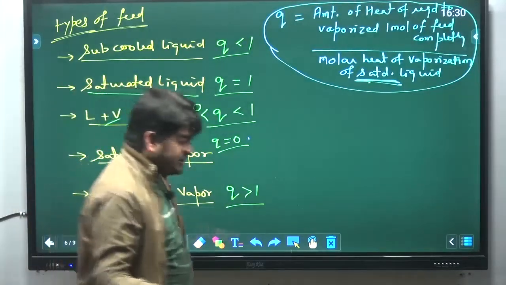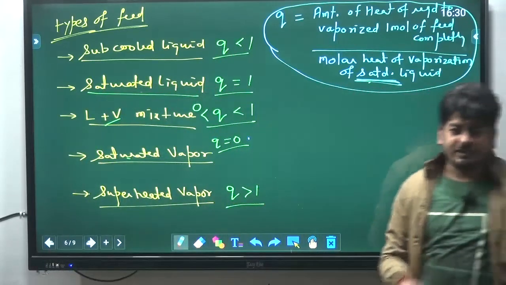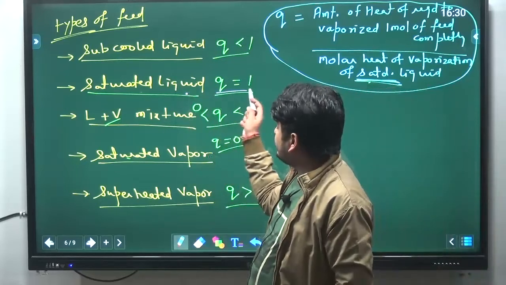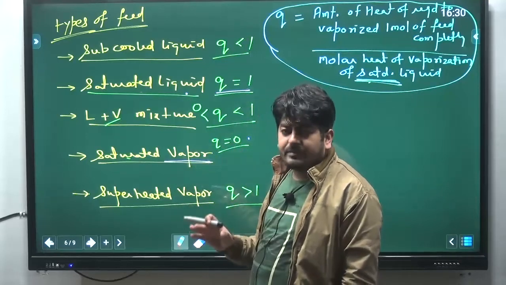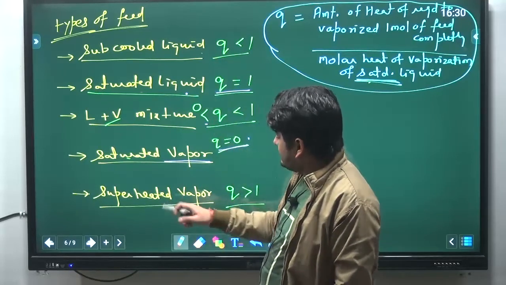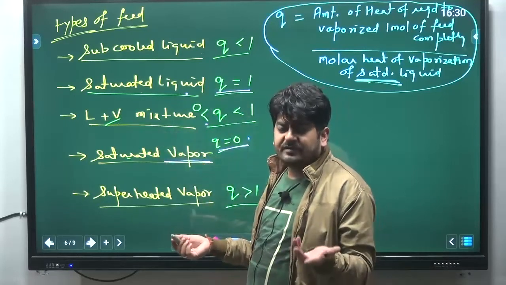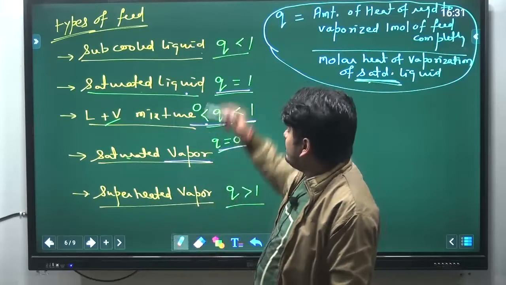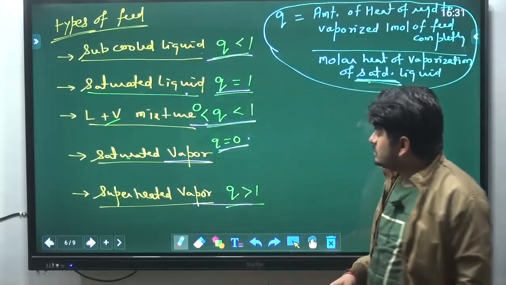Based on the logic, like I told you, in layman terms we can say Q represents the fraction of liquid. Saturated liquid means total liquid, so Q has to be 1. Saturated vapor means all vapors, no liquid, so Q is 0, that is also fine. Liquid plus vapor mixture, some liquid, some vapor, Q is between 0 and 1, correct. But why these two?